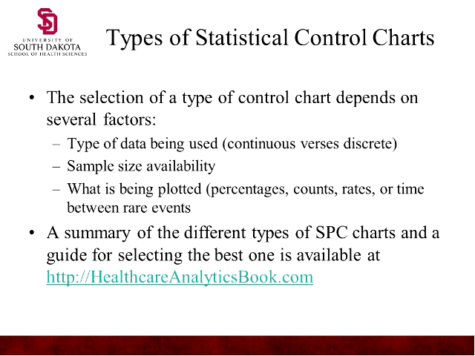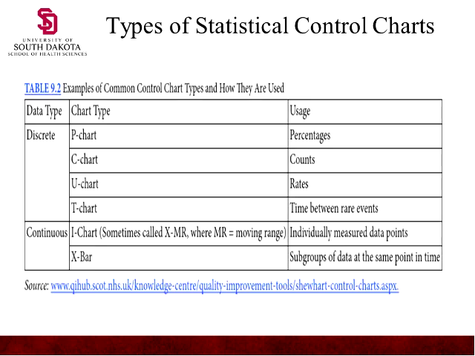Now there are different types of statistical control charts, and the selection of the type of control chart really depends on several factors. The type of data being used, is it continuous versus discrete? The sample size availability, and what is being plotted: percentages, counts, rates, or time between rare events. You see a summary of the different types of SPC charts and a guide for selecting the best one, which is available at healthcareanalyticsbook.com, the website that your book can give you access to.